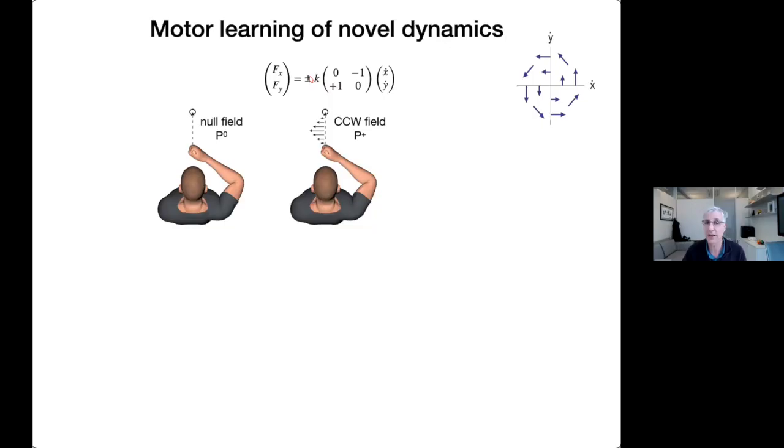And we can change the gain here to be an opposite sign, and then you get P- pushing you the other way. So you're going to hear a lot about P0, that's no field, P+ pushing you one way, P- pushing you the other way.